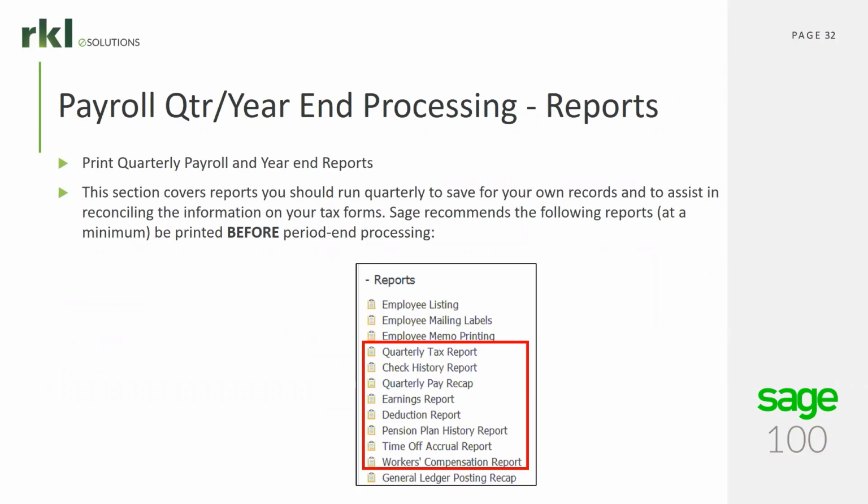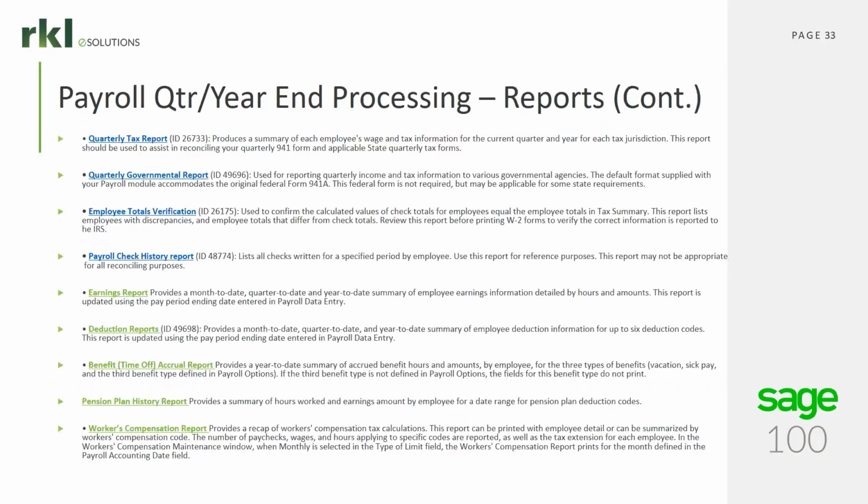First, print your quarterly payroll and year-end reports. And on the screenshot here, you'll see the payroll reports menu, and all of the reports recommended are in the box, and they go from the quarterly tax report down to the workers' compensation report. We recommend that these reports be run before performing your period end processing. The next slide contains a detailed list of each of these reports, their contents, and their purposes.